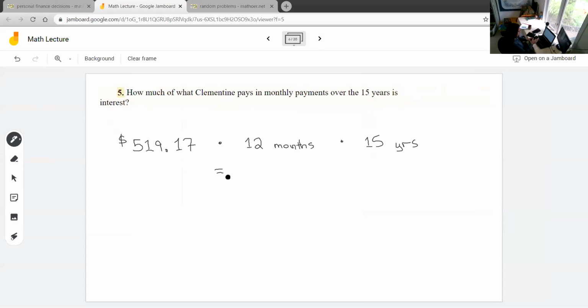So whatever that is, so that's how much she pays total. Now that's not what the question asks. The question asks how much of it is interest. So who remembers from last class how to get to the interest amount?